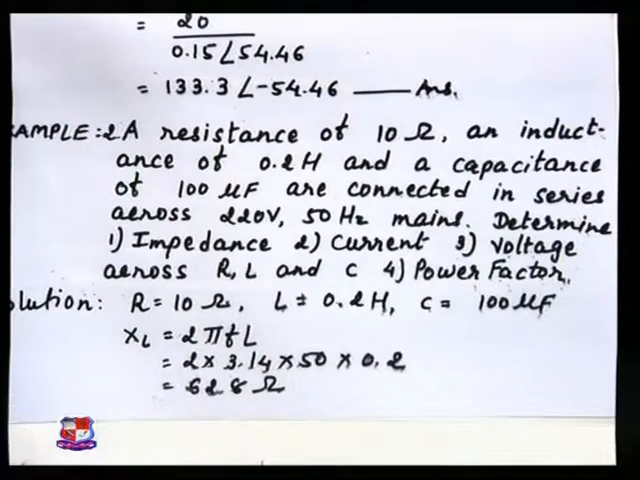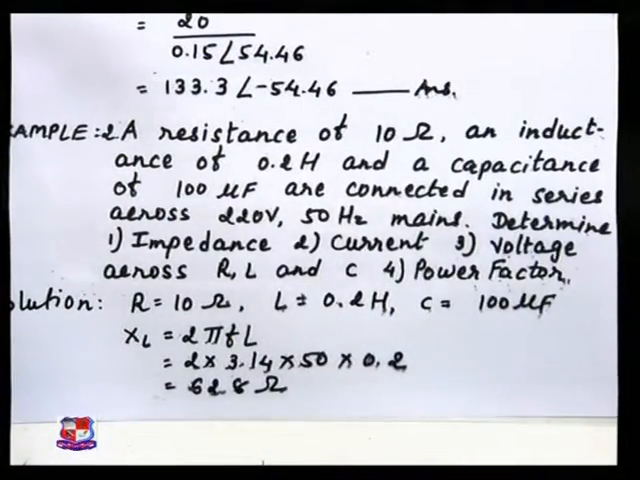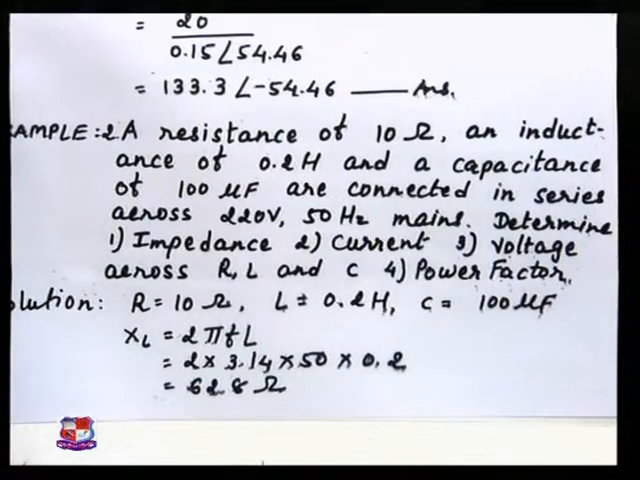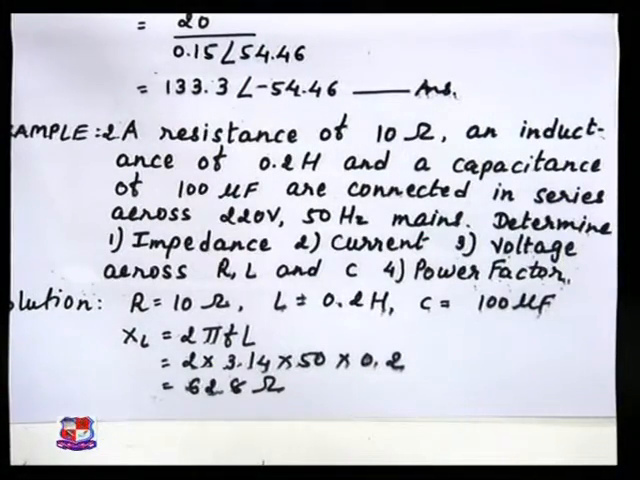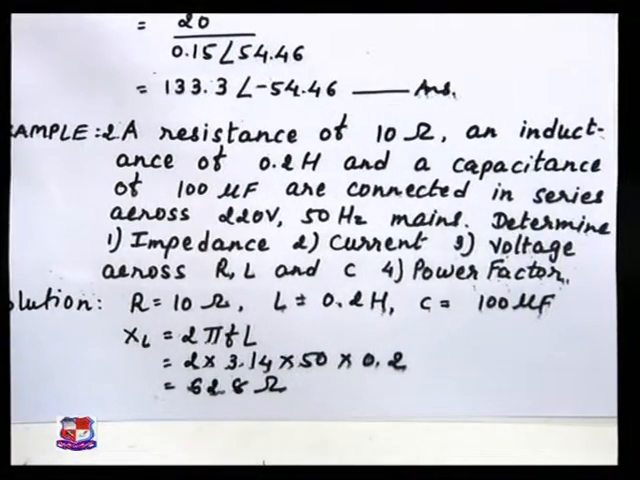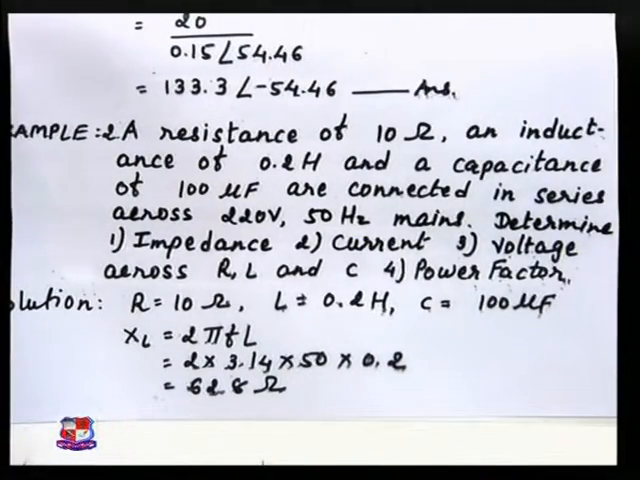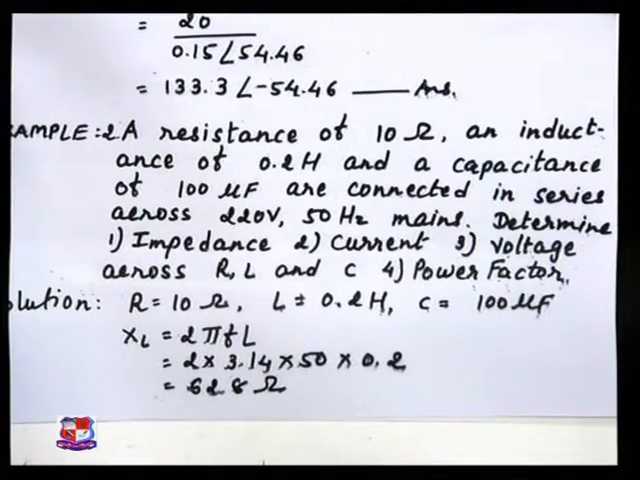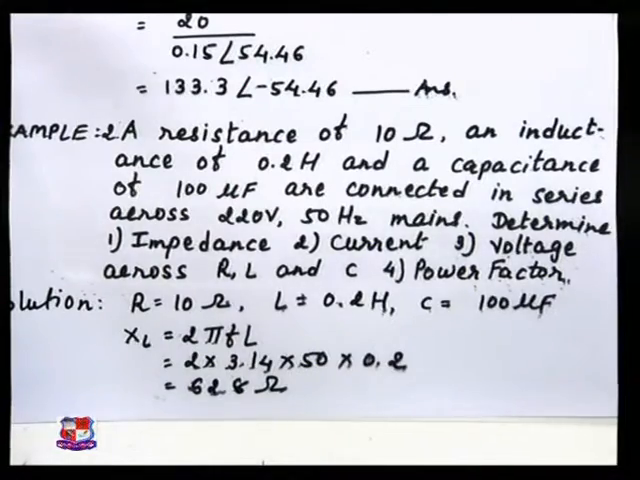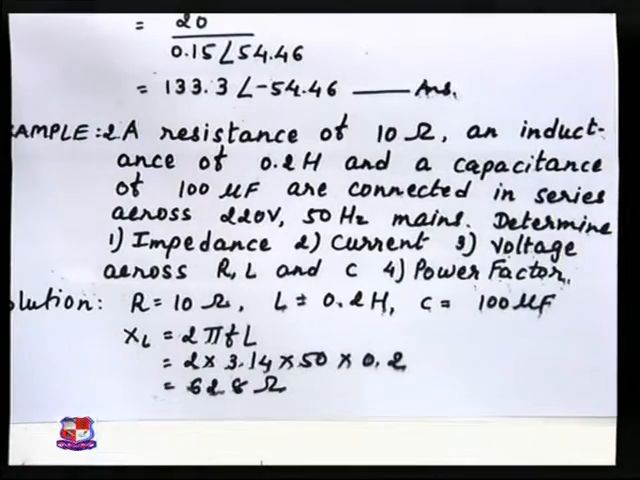So the data given to you is resistance, which is 10 ohm, inductor, which is 0.2 Henry, capacitor is 100 microfarad, and XL is equal to 2 pi FL. XL is the inductive reactance, which is equal to 2 pi FL. Frequency is given, L is given, so you can find the value of XL. So it is equal to 2 into 3.14 into 50 into 0.2. L is our 0.2 Henry. So your answer for inductive reactance is 62.8 and unit is ohm. So this is the value of inductive reactance.